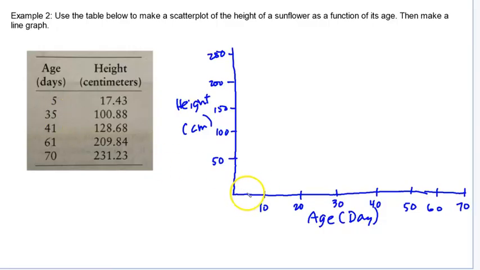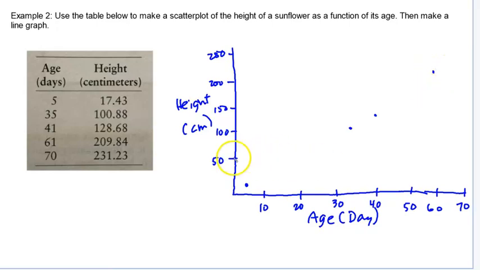So 5 days would be about right here, and then just up a little bit to represent 17.43, 35, and then just a little bit above 100, just barely above 100, 41, and then 128.68. See right there, 61, 209, so just a little bit above 200.